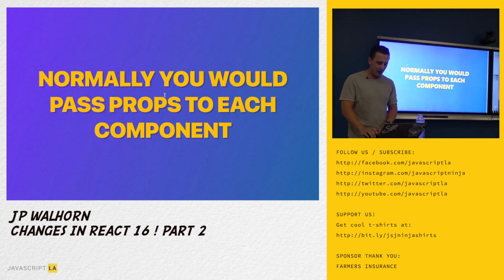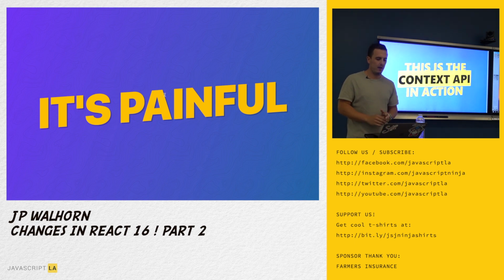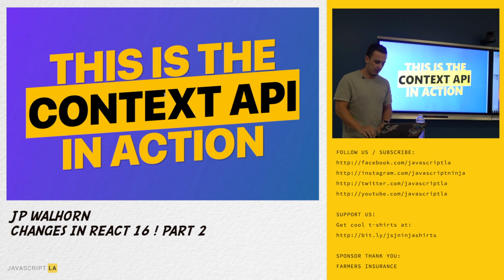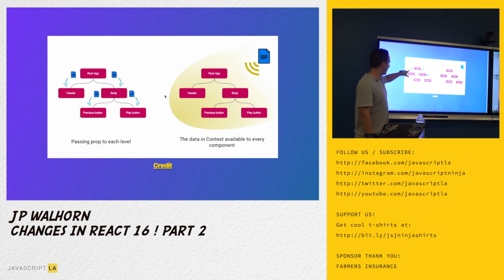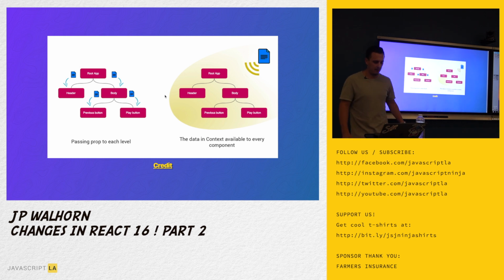Normally you would pass props to each of the components, and that can become painful. You can make mistakes. If you forget it at one level, you're going to mess up the rest of it. And that's where the context API comes in really handy. Instead of passing it from the root app to the header and the body and to the previous and play buttons, we think of it as a global object. It sits on the outside and makes the data available to every component in your React application. So no matter where you are in this tree, you can access and consume the data.